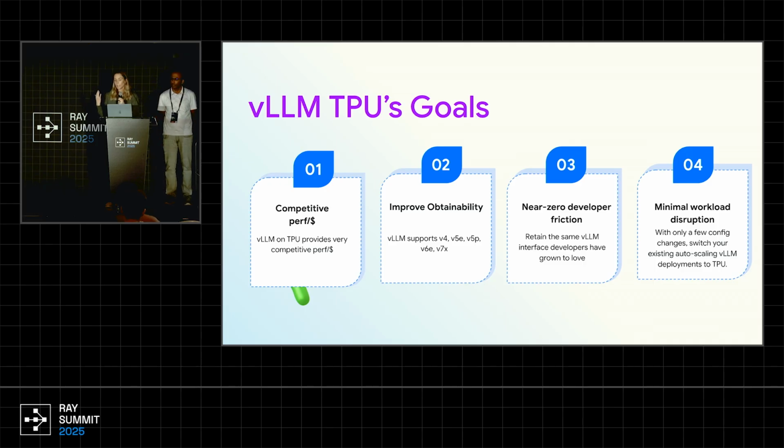And then the fourth point is minimal workload disruption. By adopting the same production telemetry that vLLM has, it's hardware agnostic, right? So you can basically plug and play into different production workloads, whether you're using Prometheus metrics in vLLM for TPU or GPU, they're the same. And that's really awesome, and it makes it really easy for people to use.